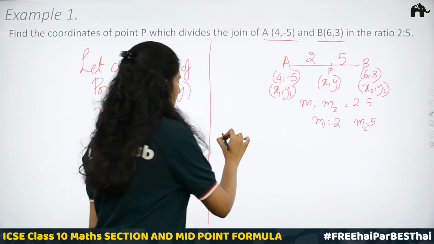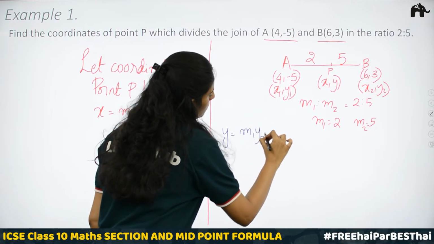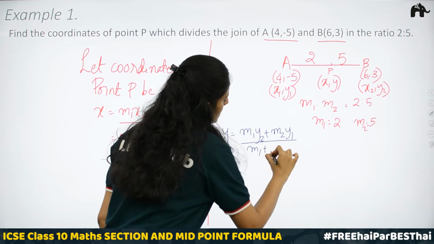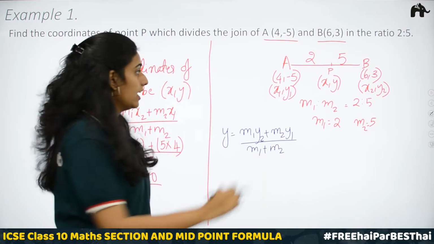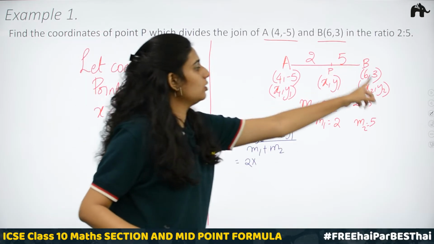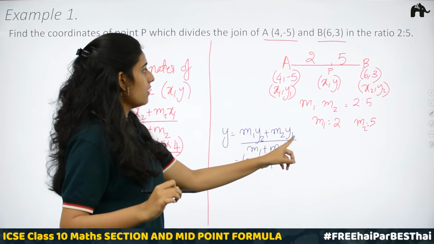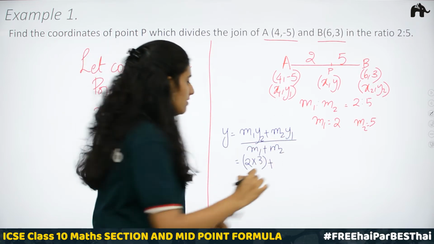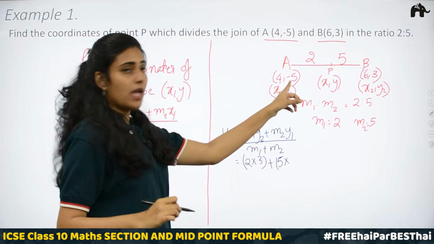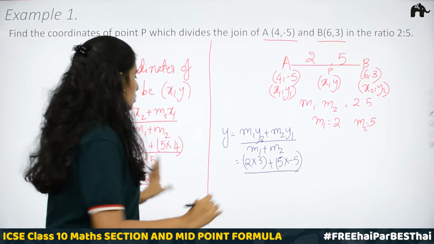Now to find y, we have y is equal to m1 y2 plus m2 y1 divided by m1 plus m2. What are the values? Here we have m1 is equal to 2, y2 is 3, so 2 into 3 plus m2 y1. m2 is equal to 5 into y1 is equal to minus 5, divided by m1 plus m2. Same thing, 2 plus 5.